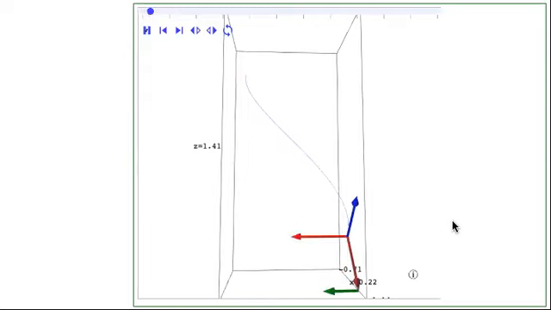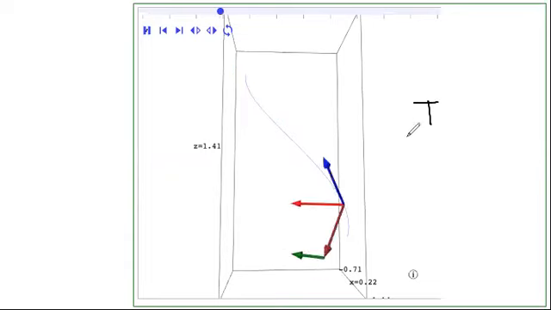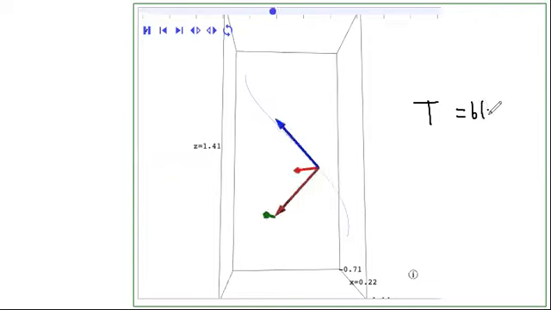The blue arrow we call T, or the unit tangent vector. That's the blue vector. So that's the blue unit tangent vector. Notice how it's tangent to the curve as it goes along, and we can actually compute that just by taking the velocity vector itself.